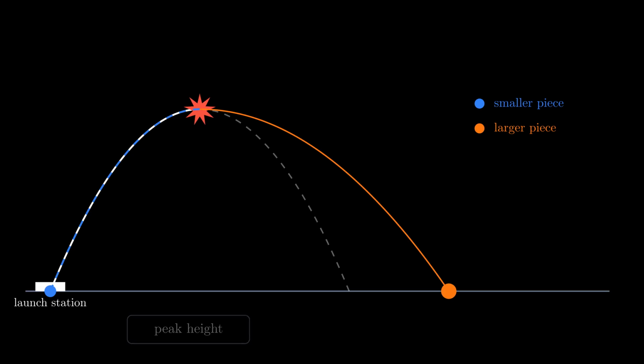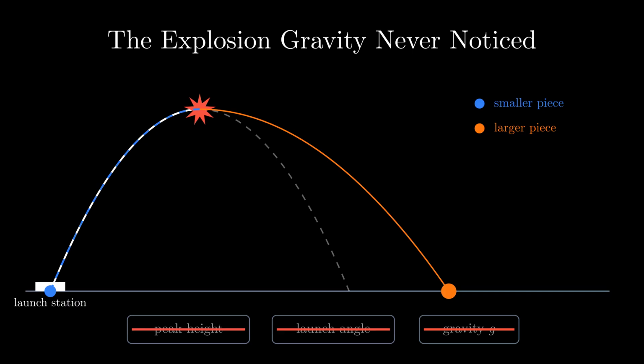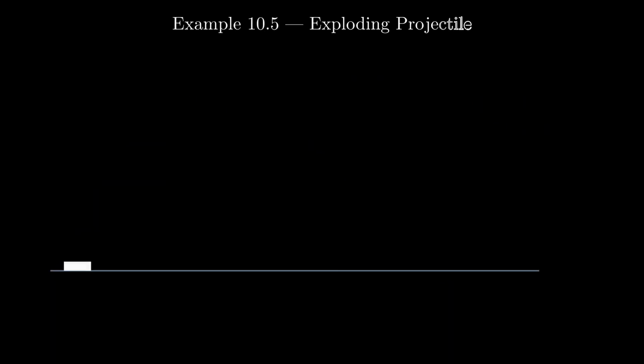To find that landing point, you might expect to need the peak height, the launch angle, and the strength of gravity. You need none of them. A single idea, that gravity never noticed the explosion, collapses the whole problem. Here is the problem in full.